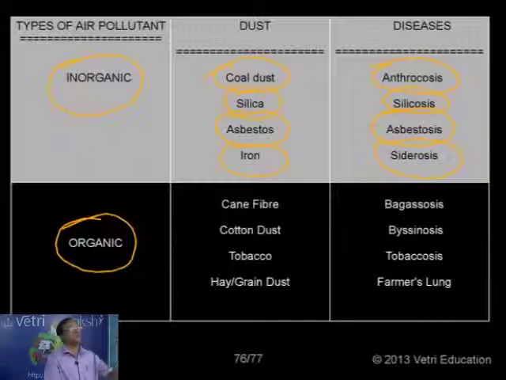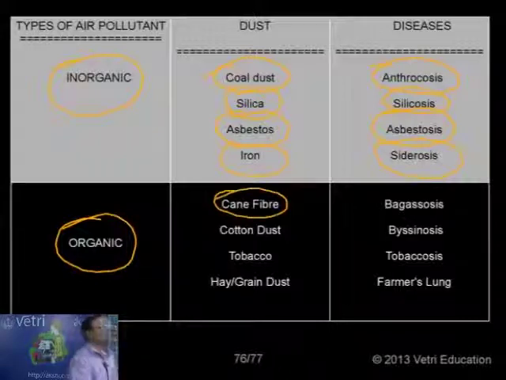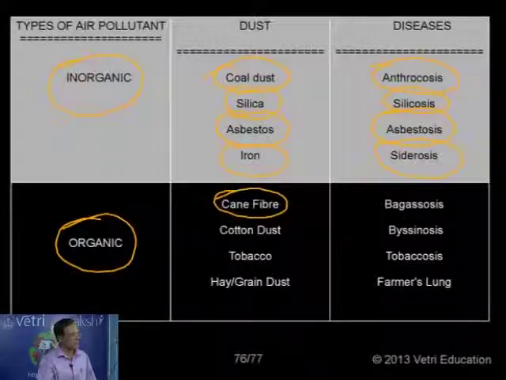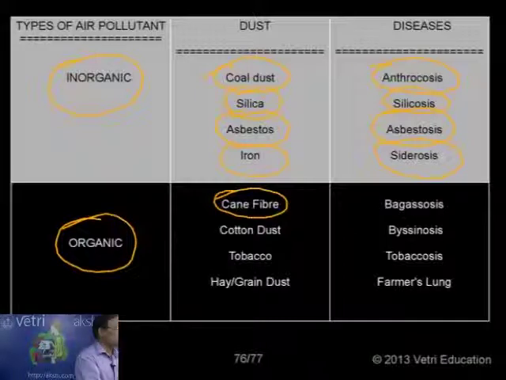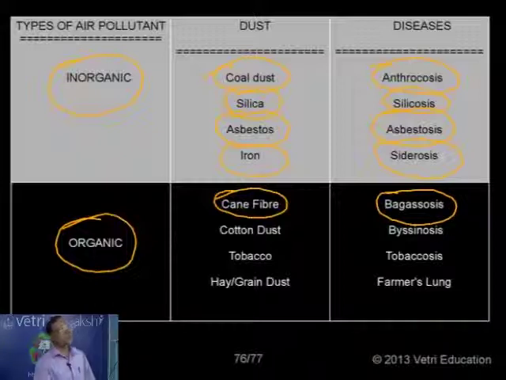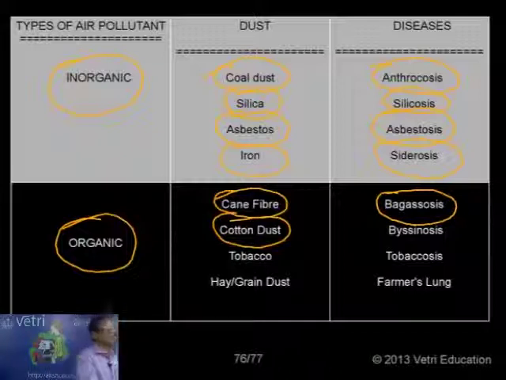Similarly, people also develop disorders from working in places where there is organic dust. For example, cane fiber: people working in the sugar industry where sugar is extracted from cane. The leftover fiber after sugar extraction is called bagasse, and that fiber causes a respiratory disease called bagassosis. Then cotton dust: people working in the textile industry develop, because of the cotton fiber, a disorder called byssinosis.